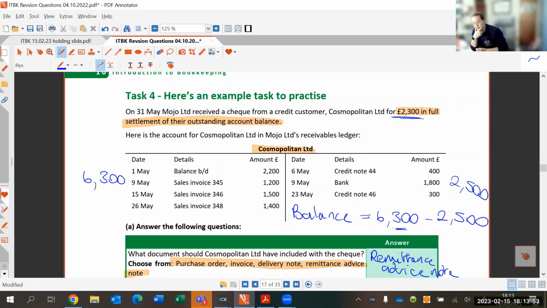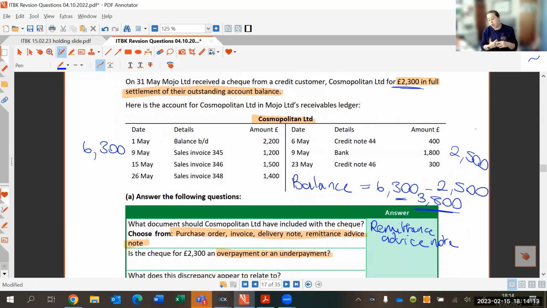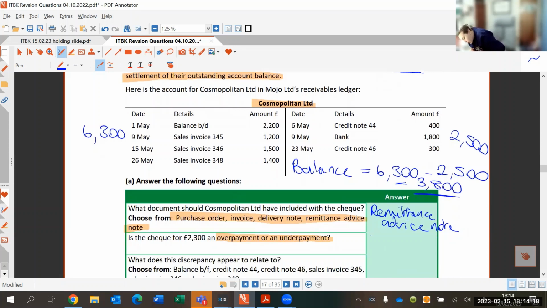Anyone want to give it a go? I'll do it. So we reckon that they should be paying us £3,800. Thank you. Yeah, I saw someone doing it in the chat. So they've paid £2,300. Is it an underpayment or an overpayment, given that we think they should have paid £3,800? It is. Well done. It's an underpayment. They've paid less than we thought they should have.